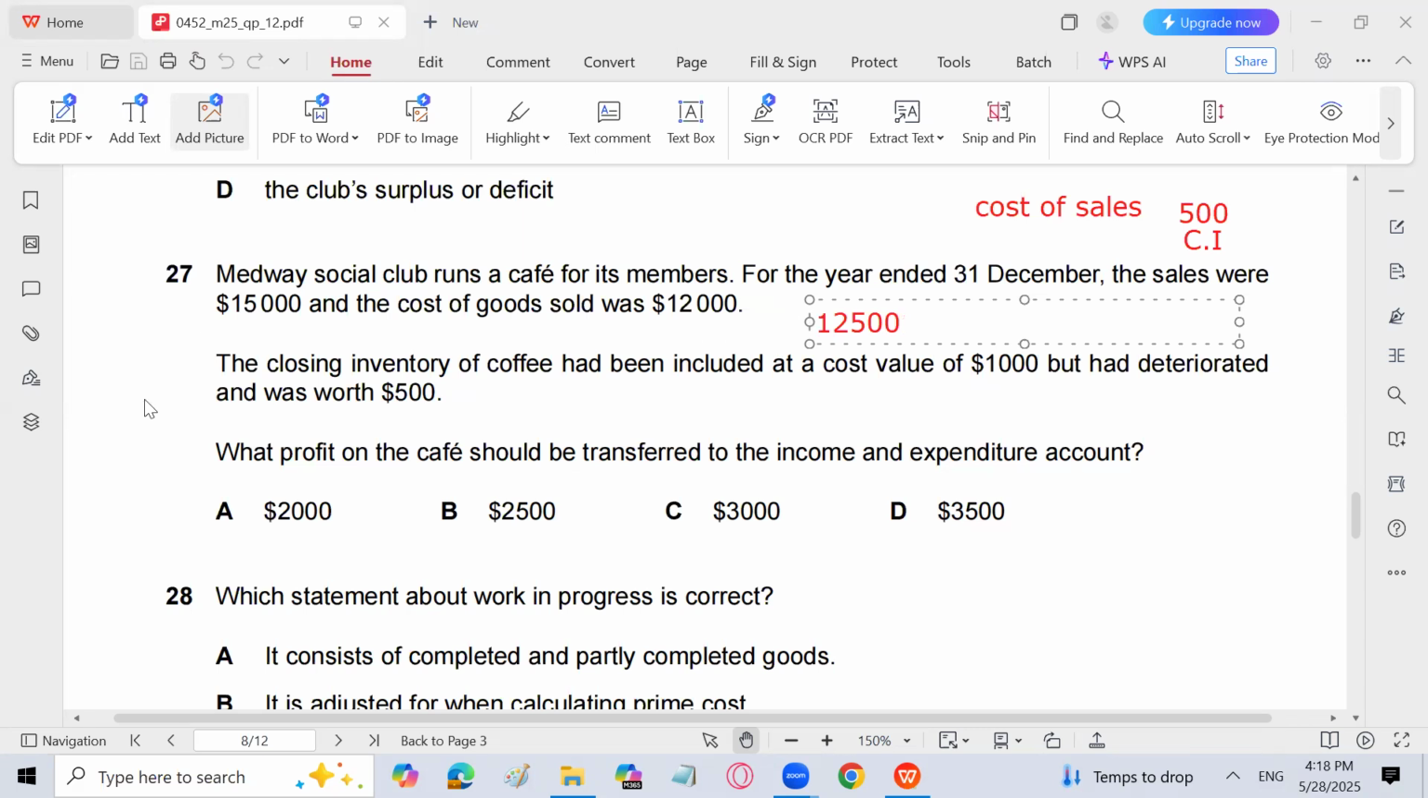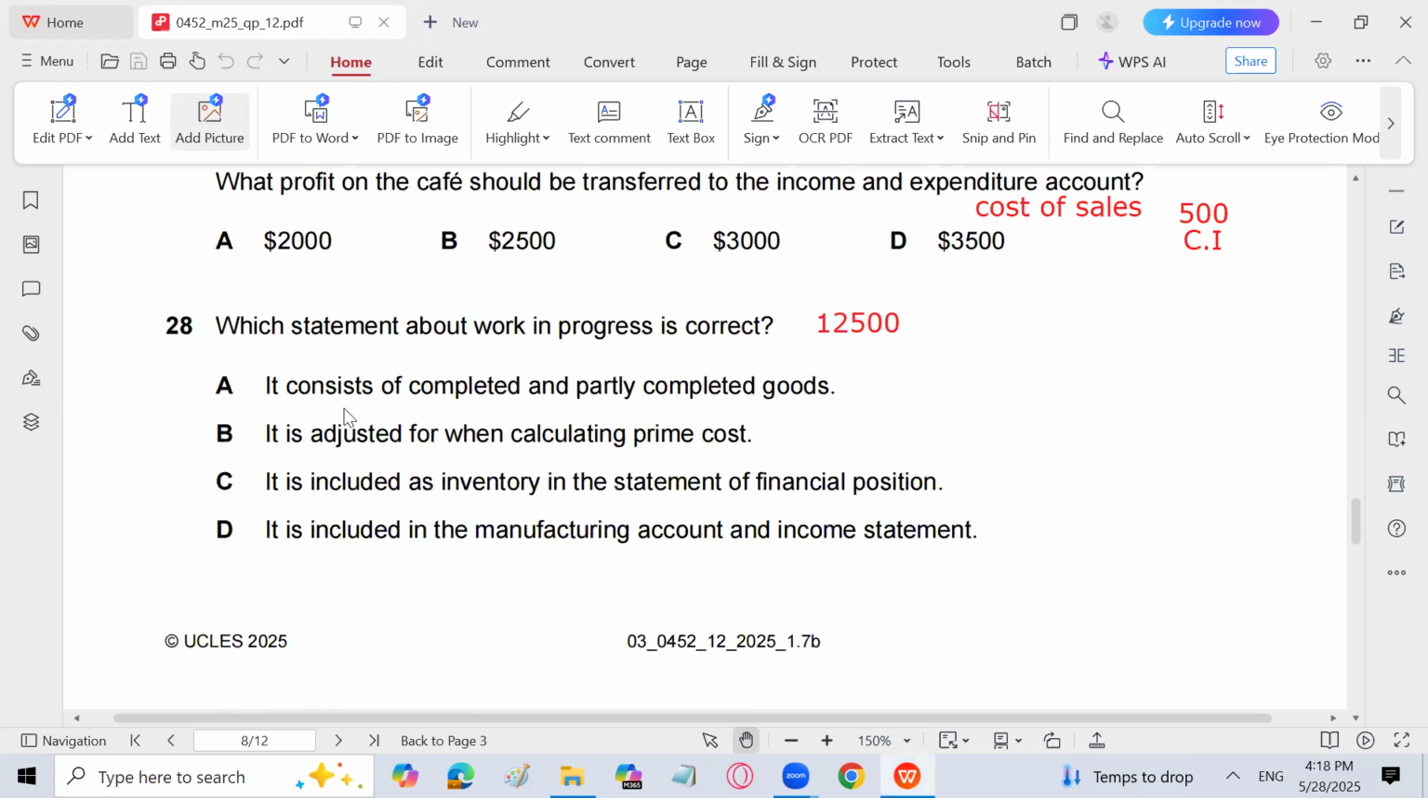B answer. Which statement about work in progress is correct? It consists of completed and partly completed goods. It is adjusted for when calculating prime cost. It is included as inventory in the statement of financial position. It is included in the manufacturing account and income statement. So D is the answer, that it is included in the manufacturing account and income statement?